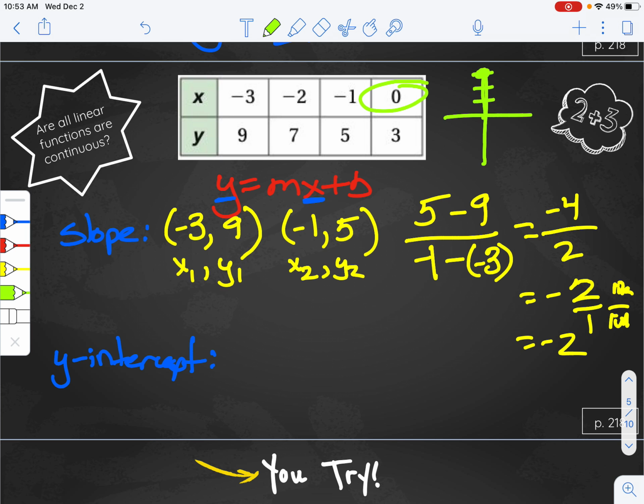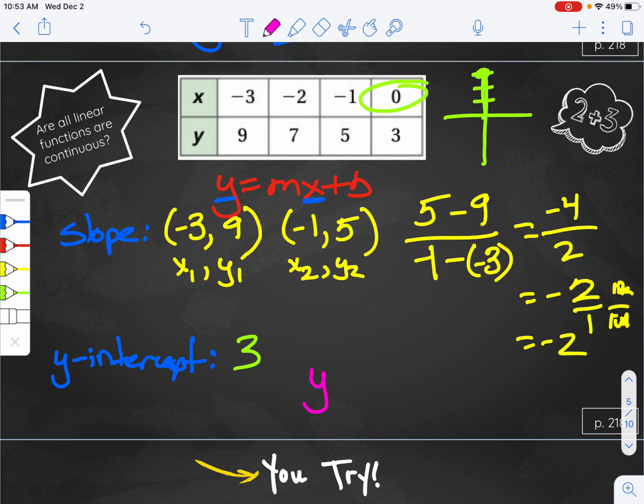So at 0, positive 1, 2, and 3. Well, when x equals 0, our line has to go through this point, and that's going to be the intercept right there. So we can see our y-intercept is just positive 3. Again, if you wanted to graph it and you wanted to see the line go through there, absolutely go ahead and graph those points. But you can also just look at the table and see where x equals 0.